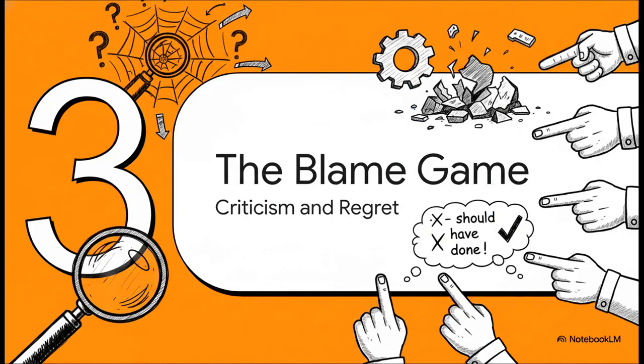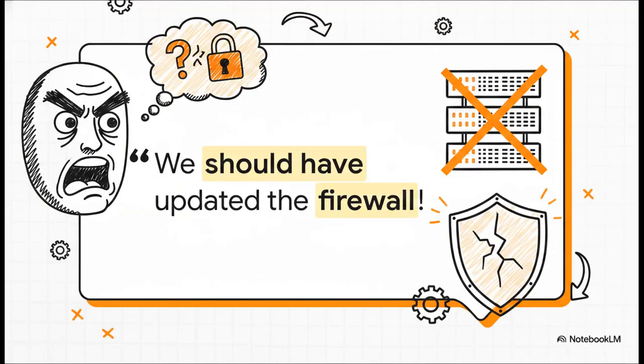All right, Step 3, the blame game. This is all about criticism and regret. Every corporate investigation eventually reaches that post-mortem phase where the finger-pointing starts. When we already know what happened and we want to express criticism or regret, we use should have plus the past participle. Notice how this is totally different from our previous deductions. We aren't guessing anymore. We know. The firewall wasn't updated. So by saying we should have updated the firewall, we're looking back at a past failure and expressing strong regret. It is honestly the ultimate grammatical tool for hindsight in the corporate world.